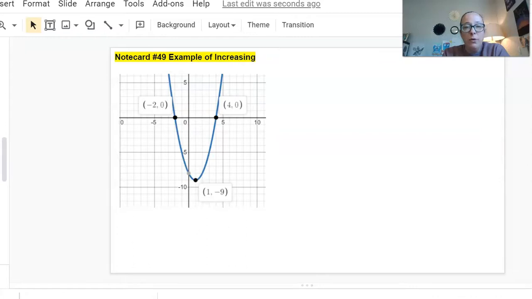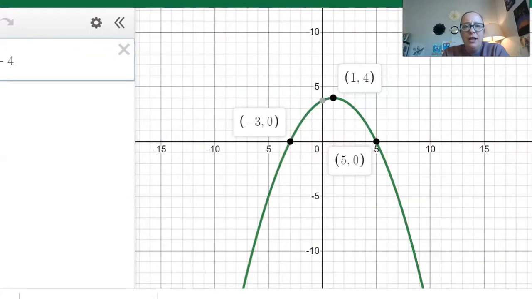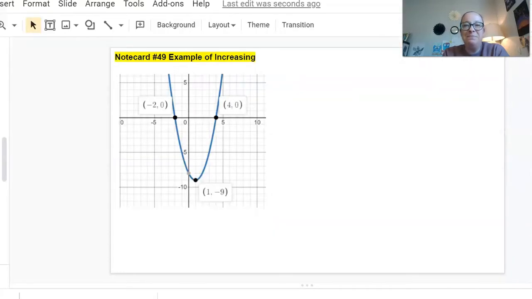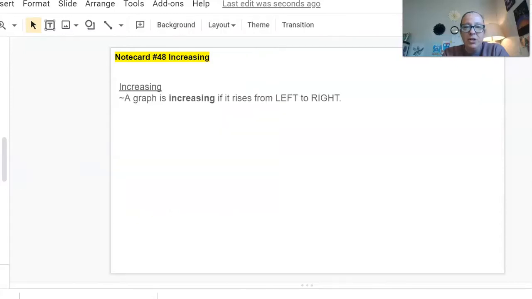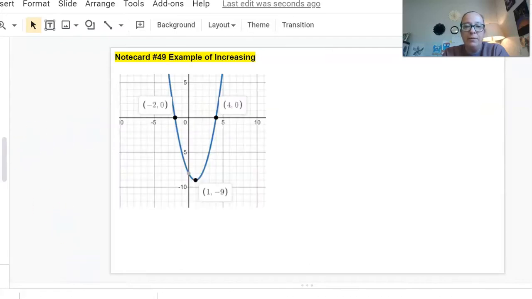All right, so note card 49, I want to do an example of increasing, and I've got a different graph here. Now remember, if you're not given the graph, just go to Desmos and type it in, and you can see the graph, or go to your calculator and type it in. Okay, so here's the graph. Where's it increasing? I just told you in note card 48 that a graph is increasing if it rises from left to right. So from left to right, where is this thing rising?